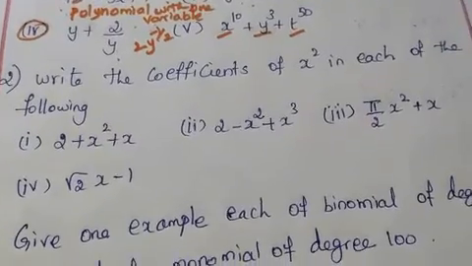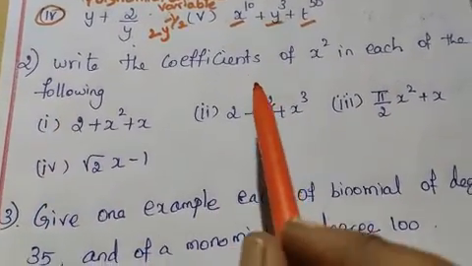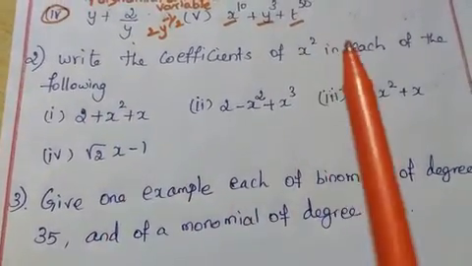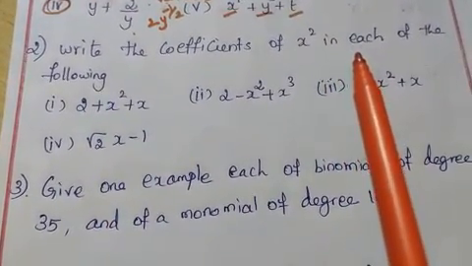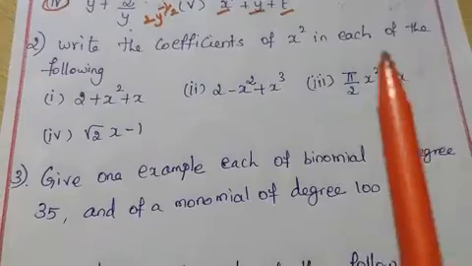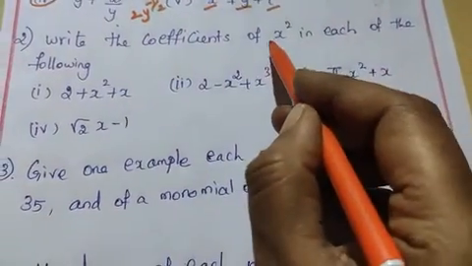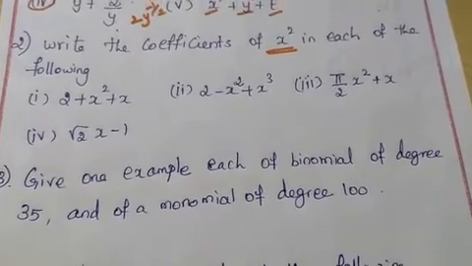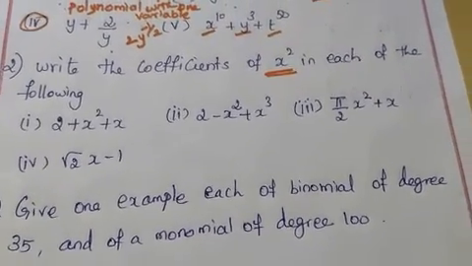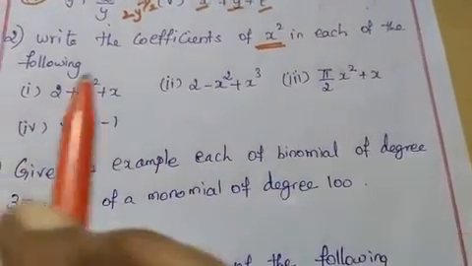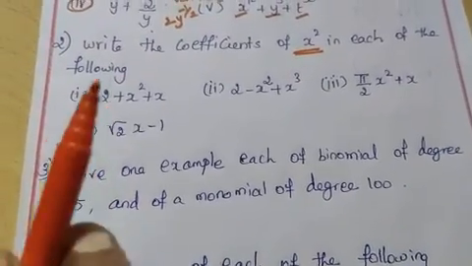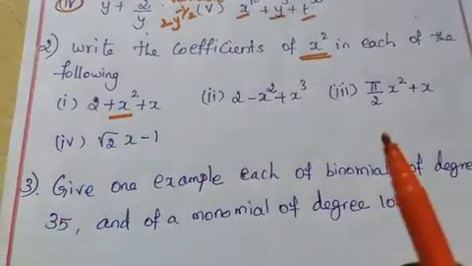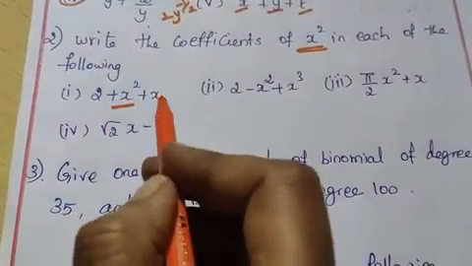And come to question number 2. Write the coefficient of x squared in each of the following. Coefficient means whichever number accompanies a variable. But here the variable itself is given, it is x squared. They need the coefficient of x squared only, not any other variable. So wherever x squared is there, verify whether any constant is given near it or not. So x squared here: 2 plus x squared plus x.